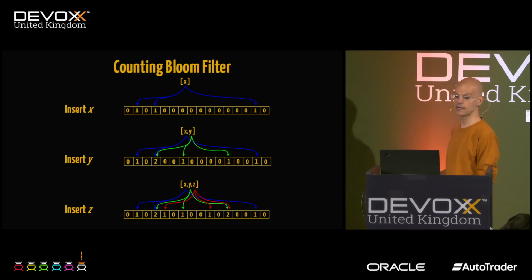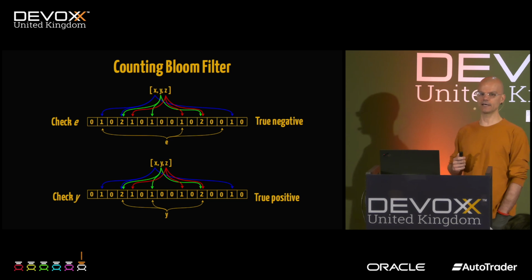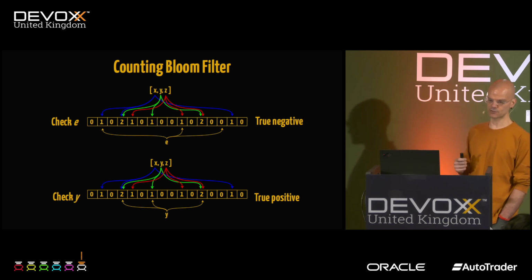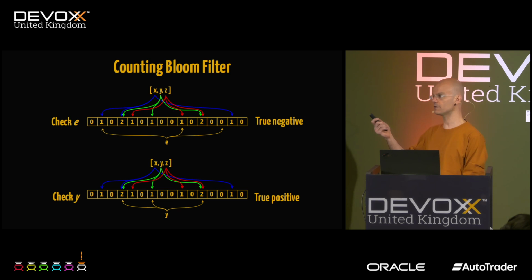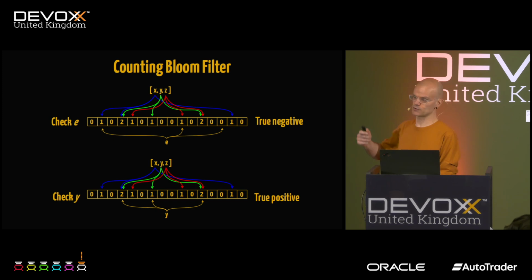2, and so on. And how do we check if an element belongs to the set? We just check that all the values are greater than 0. And in this case, E maps to 1, 1, and 0. So the counting Bloom filter will say that no, it's not belonging to the set, and that's true. We didn't insert it. We check Y, and we see that the values are 2, 1, and 2. They're all greater than 0. So it's positive, and it will return true, and it's really true because we inserted Y.